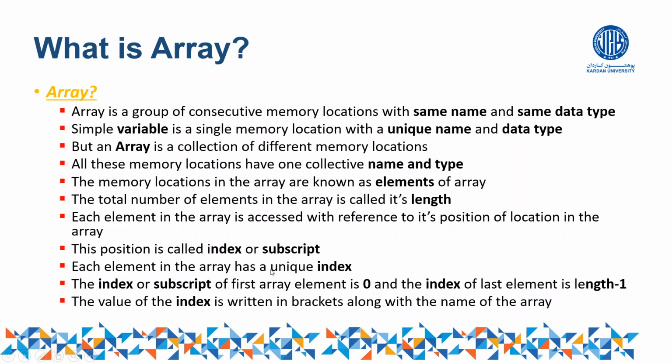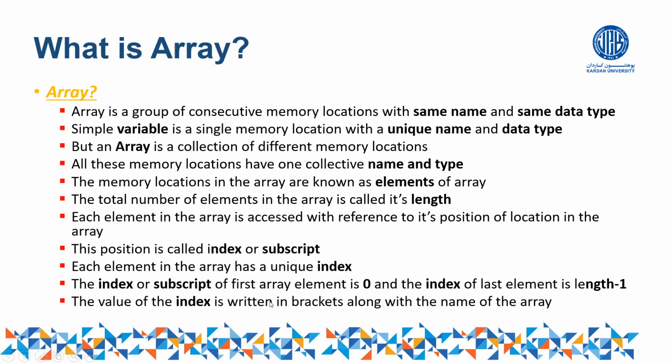Each element in the array has a unique index. Keep this in your mind, that the unique index is basically the position, the position of the location on which a particular element is stored. That's why each element must have a unique index. The index or subscript of the first array element is 0. Remember that the indexes of array elements always start from 0, and the index of the last element is length minus 1. If, for example, the total length of the array is 10, then 10 minus 1, 9, would be the last index for the last element.